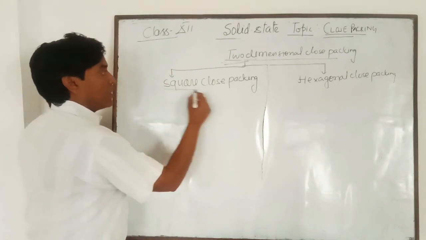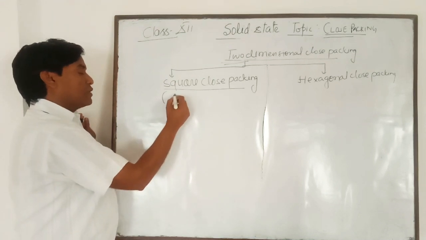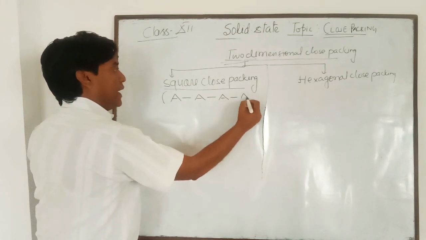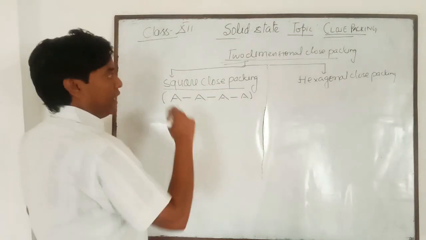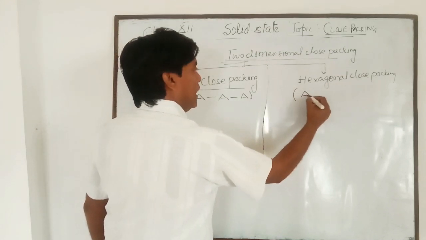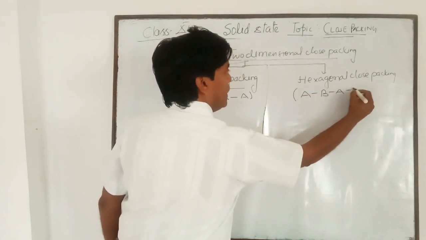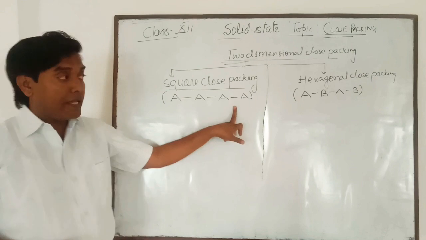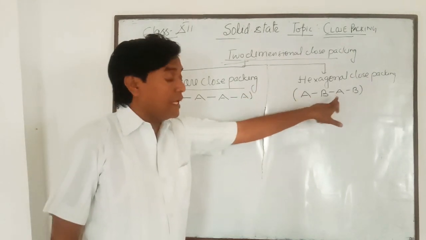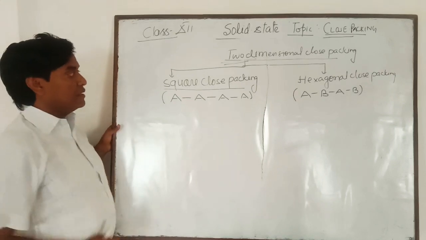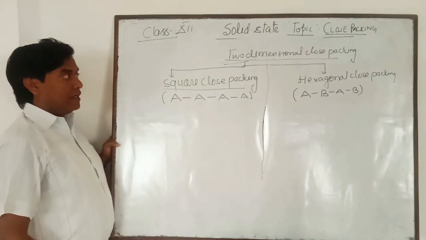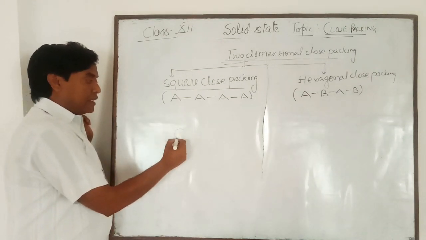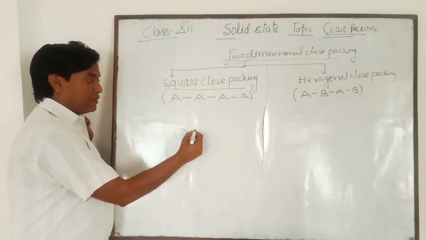But what is the meaning of square closed packing? This type of packing is also known as AA type packing. And hexagonal closed packing is known as AB type packing. But what does AA type packing mean and what does AB type packing mean? Students, the meaning of AA type packing is that spheres are arranged in such a manner that the center of one row lies above the other one.